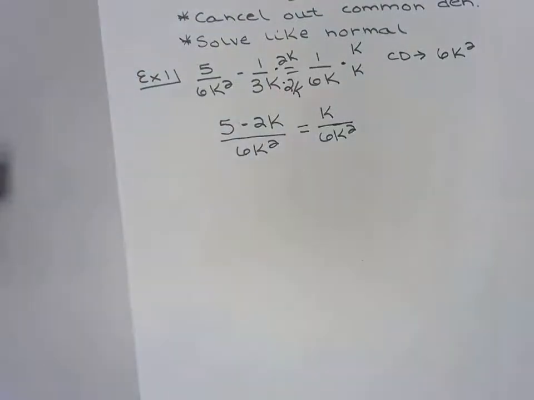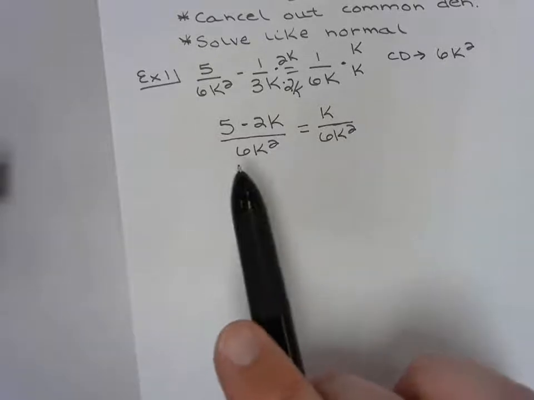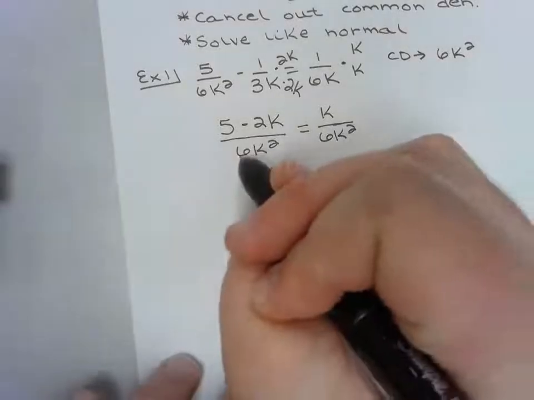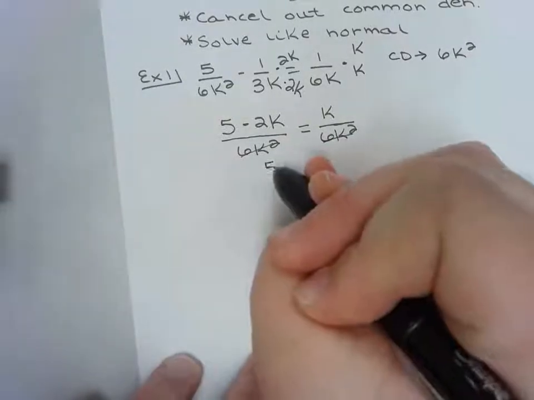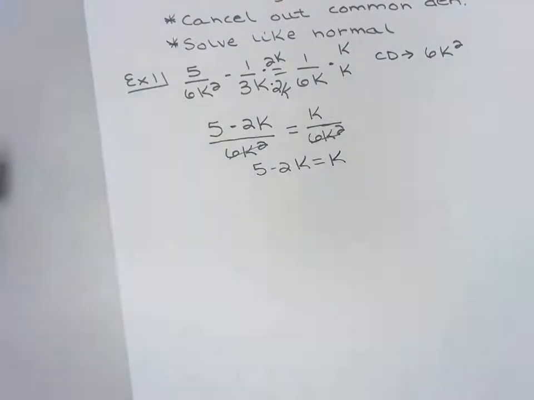So I want to see you get common denominators first, and then you can cancel them out. I don't want you to try to cancel them and keep track. Write your common denominators, and then you can cancel. Now that I have an equation with common denominators, your denominators cancel. The reason they cancel is you could just multiply both sides by the 6k squared, and they would cancel out. So you have 5 minus 2k equals k, and now you just have a straightforward equation.